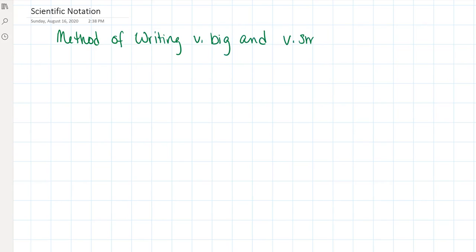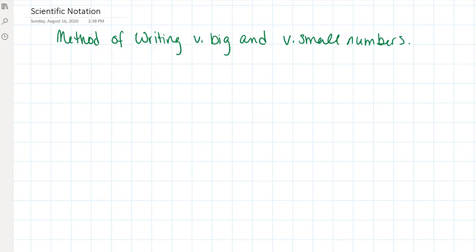Okay, this video is going to talk a little bit about scientific notation. Scientific notation is a method of writing really big and really small numbers. When we take a look at scientific notation, we'll normally see that it's written in a particular format.